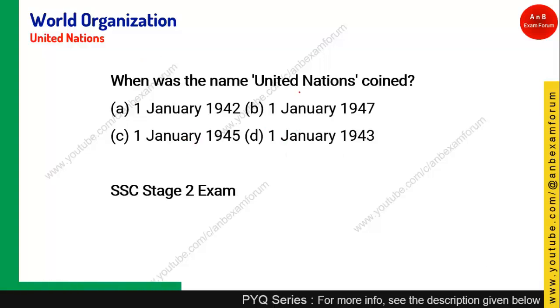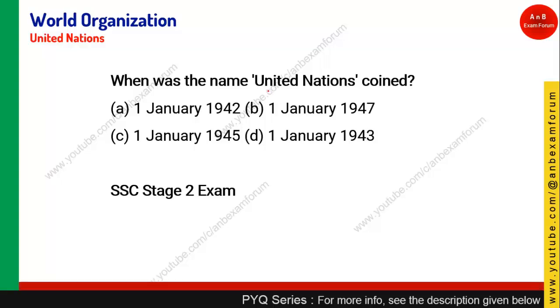Coming to the next question, when was the name United Nations coined? We know Franklin D. Roosevelt coined this terminology. If you have no knowledge about this, most students will answer 1st January 1945, thinking the United Nations was founded in 1945. Since this is a stage 2 question, it is not so simple. As we have seen, it is 1st January 1942, before the formation of the United Nations after the League of Nations. So option A. It is a very tricky question because it is static GK, so you need to relate a few questions like this. The United Nations was coined by Franklin D. Roosevelt on 1st January 1942.